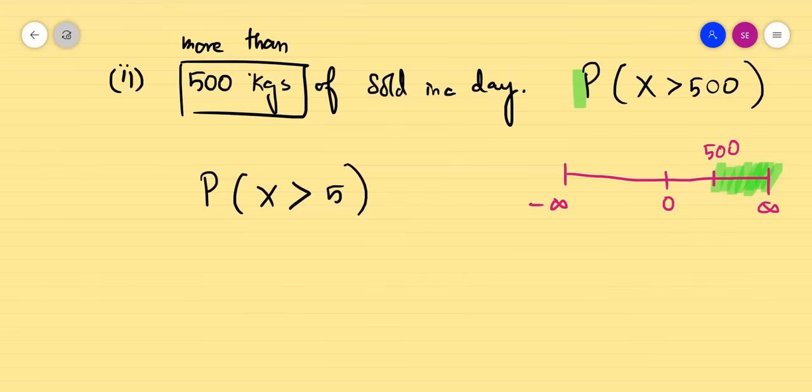Am I right? So more than 500 kgs means probability of X greater than 500. But in the question we have taken the measure in terms of 100, so we have to write 5. Can you get my point? Because I have taken my measurement in terms of 100 kgs. So probability of X greater than 5. Is it clear now? Yes, sir.